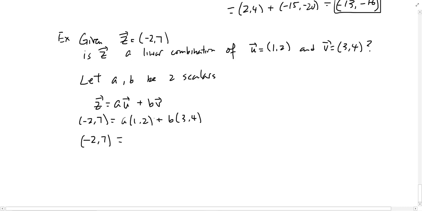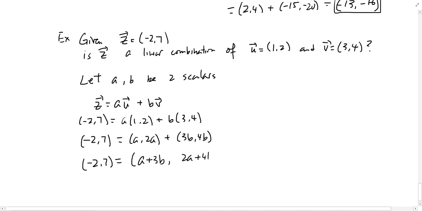On the right side, if you go through your math, you have A, 2A plus 3B, 4B. So therefore, that tells me that negative 2, 7 would equal A plus 3B and 2A plus 4B, because when you add these two vectors together, you add the corresponding numbers together. So therefore, now I have this.